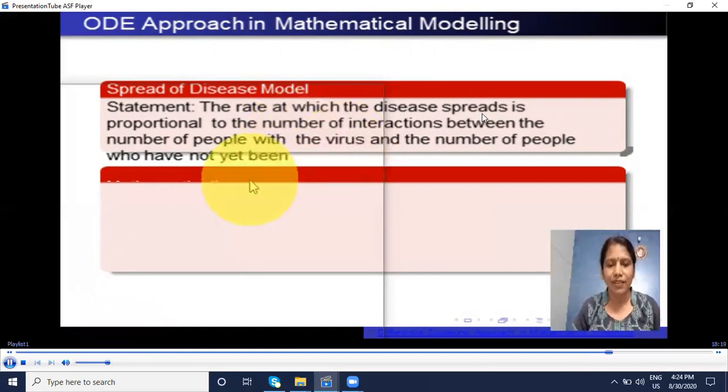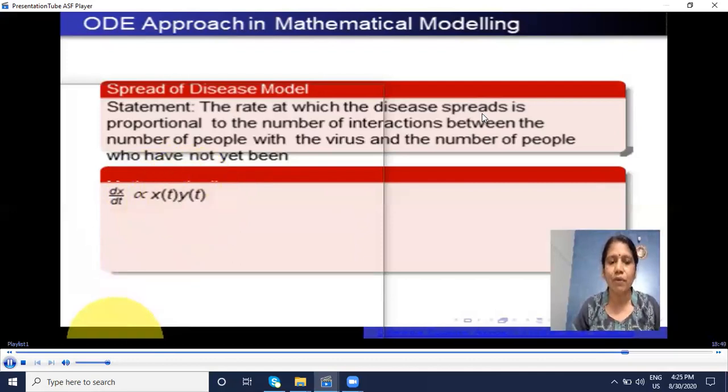Okay, so for this we have made a model, that is, we have taken two variables, x of t and y of t. x of t is people with the virus, positive, and y of t is negative. So dx by dt, the spreading of the disease, is proportional to x of t into y of t. It means how many interactions have been done between these two kinds of people, one positive, another negative.